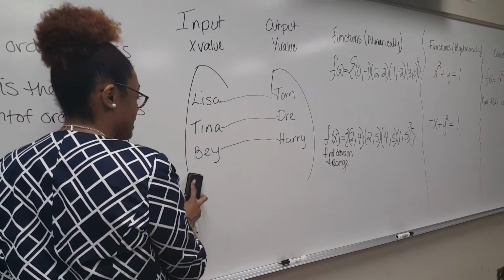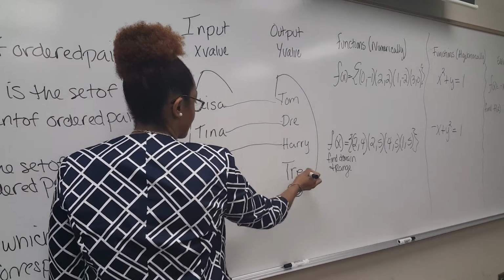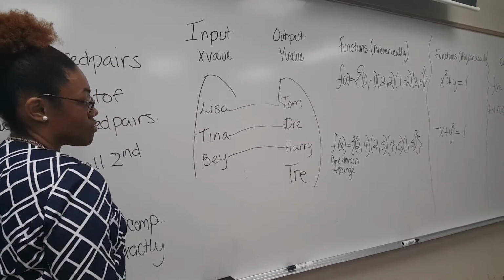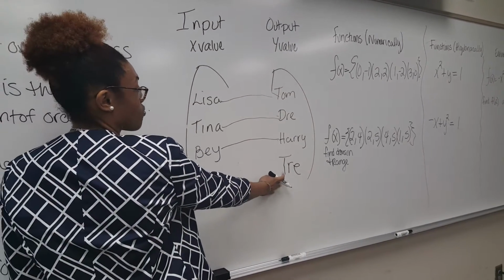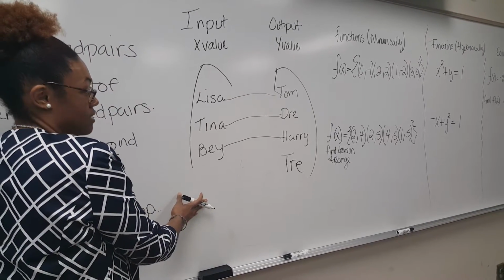But if I take Susie off and put Trey down here, this would be considered to be a function. It's okay that y is by itself. It's just not okay that x is by itself.